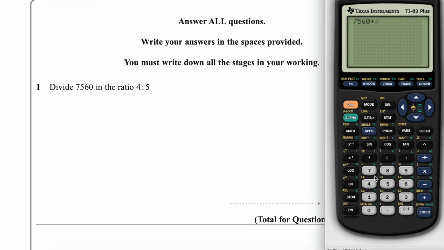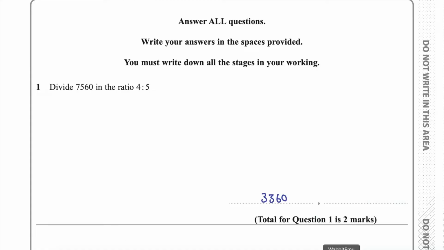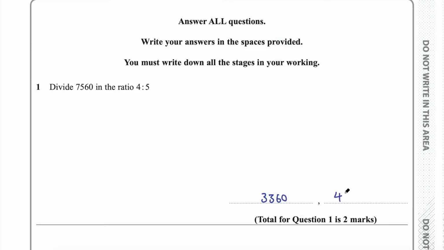7,560 multiplied by 4 over 9 for my first number, 3,360, and then by 5 over 9 for the second number. Multiplied by 5 over 9, 4,200. Maybe it's a good idea to show some working out just in case. Alright, so that was question 1 for 2 marks.